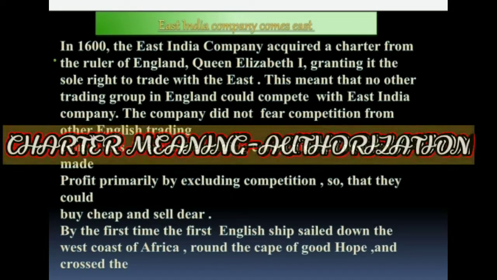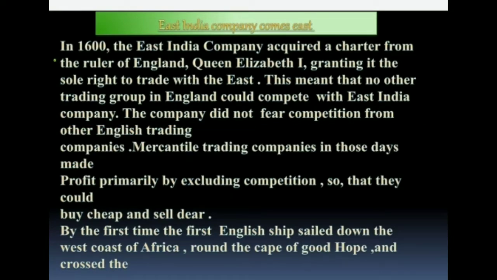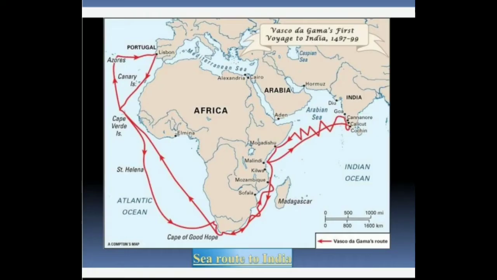with the East. This meant that no other trading group in England could compete with the East India Company. There were already many traders from the Portuguese, Dutch and other mercantile trading companies making profit primarily by excluding the competition so that they could buy cheap and sell there. The Portuguese established themselves much before in Goa. As we know, Vasco da Gama was the first person to find the sea route to India, and it was discovered in 1498.